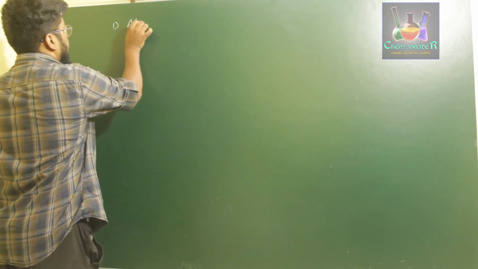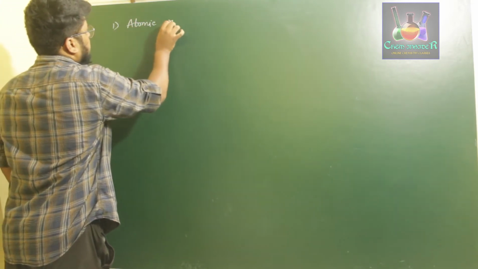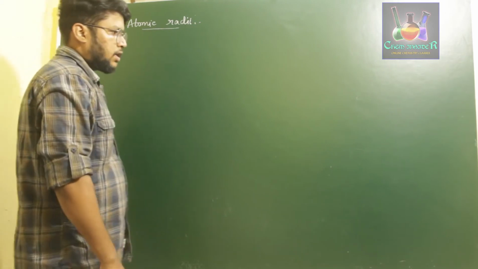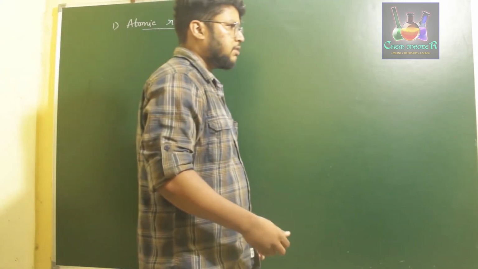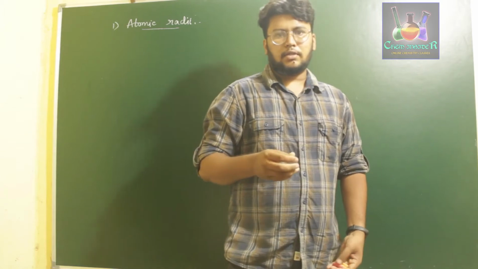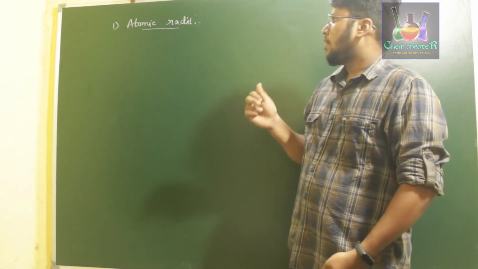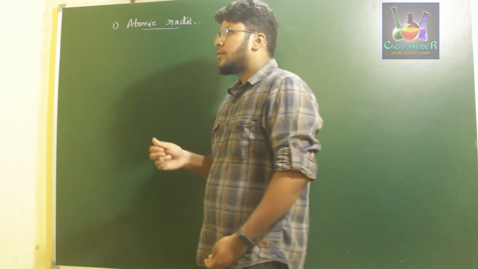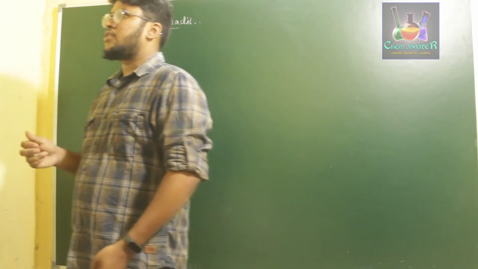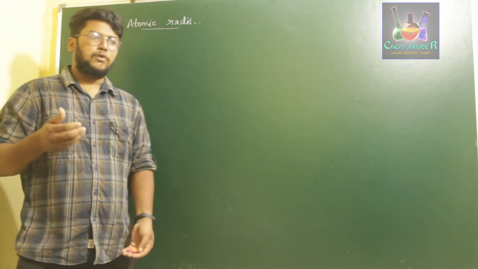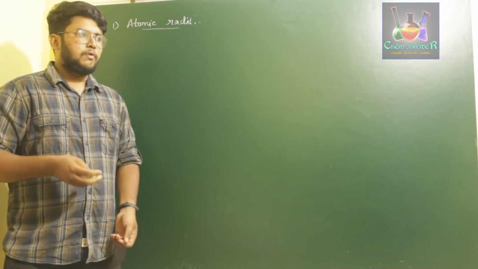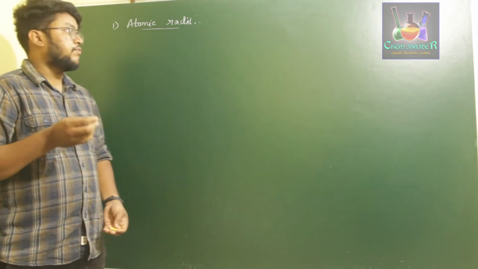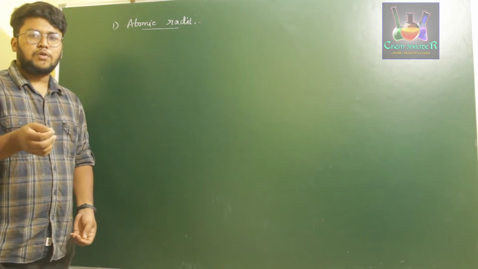Okay, so now let us start with the first property, that is atomic radii. So what is atomic radii? Atomic radii is nothing but the radius of an element in its atomic size. So the radius of an atom of an element is called the atomic radius. Determining this atomic radius is very hard compared to finding the radius of a given ball. Whenever you consider a tennis ball, it's easy for us to determine its radius, but it is very tough to determine the radius of an atom.